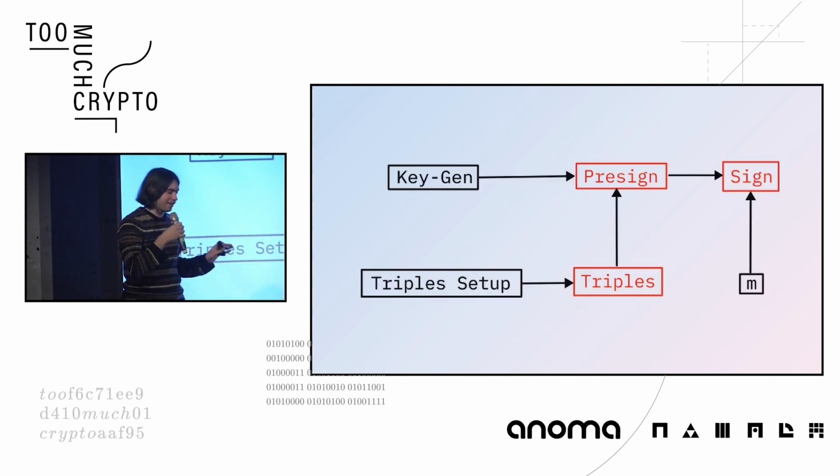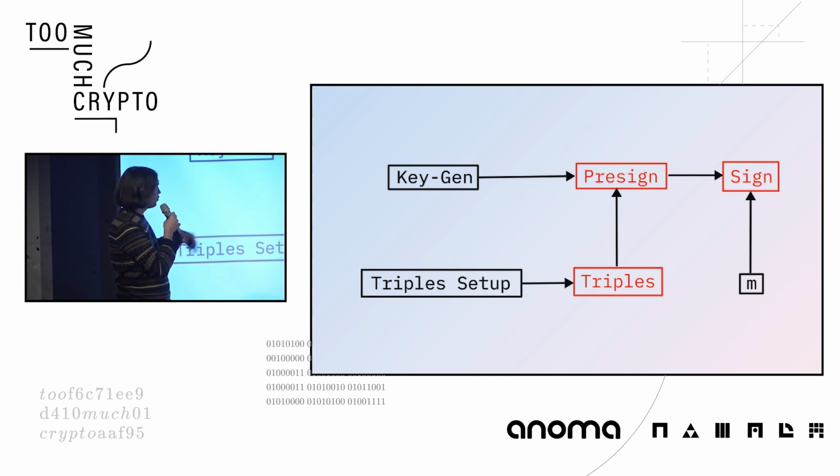So diagrammatically, this is what the protocol ends up looking like. You have key generation, which you can do as Philip talked about, or you can just do it in more boring ways, which have less desirable properties. Anyways, you generate your keys, and then you have a pre-signature phase, which you can do before you know the message, which does most of the work of a signature, and that requires some triples, 2 of them. And then once you know the message, you can use a pre-signature to finish the signature.